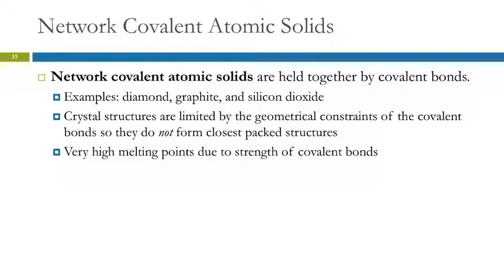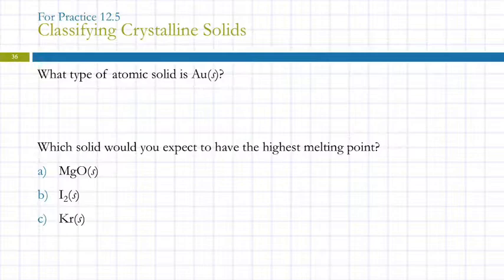Network covalent atomic solids have very high melting points because they're held together by covalent bonds, which are much stronger than hydrogen bonding, the strongest intermolecular force. So we should be able to look at the formula for a solid and identify what kind of solid it is. This actually is not difficult, provided you don't overthink. Okay? So what kind of an atomic solid is Au?